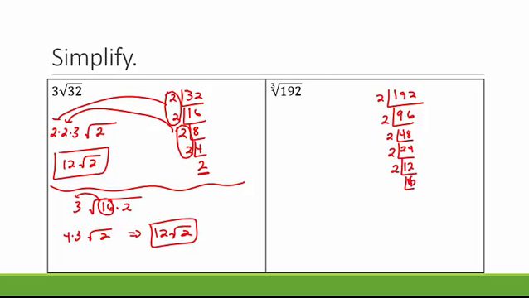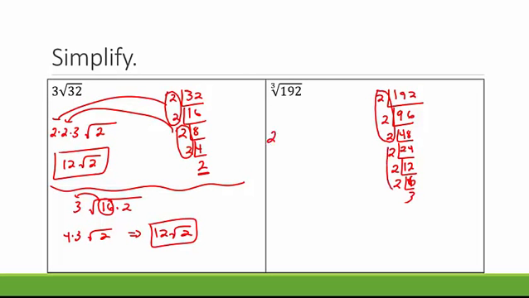Sorry about that, there should be a 6. So the prime factorization of 192 is 2 times 2 times 2 times 2 times 2 times 2 times 3. And we're looking for 3 of a kind since we're looking for the cube root. So I have a group of 2's here. That will be a 2 on the outside of my radical.